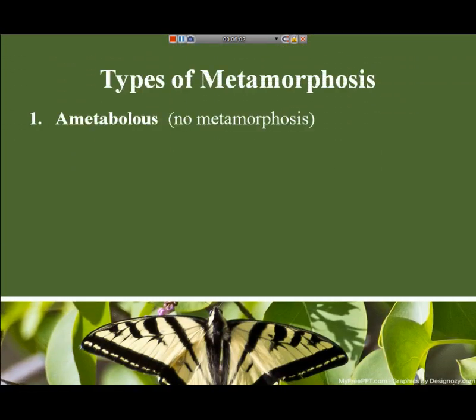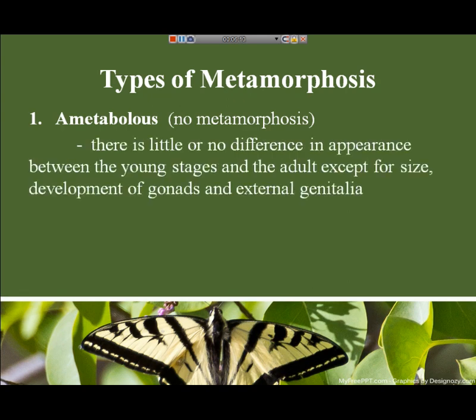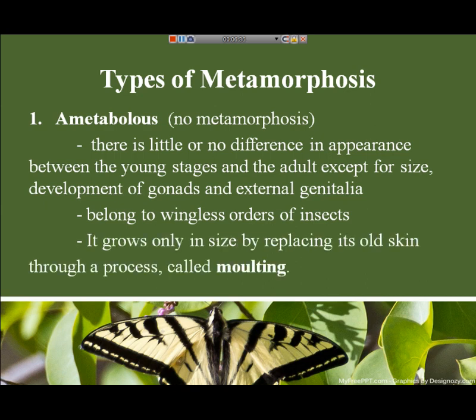First is the ametabolous or no metamorphosis. Some orders of insects are said to have no metamorphosis because there is little or no difference in appearance between the young stages and the adult except for size, development of gonads and external genitalia. Insects with no metamorphosis all belong to wingless orders of insects. It grows only in size by replacing its old skin through a process called molting.